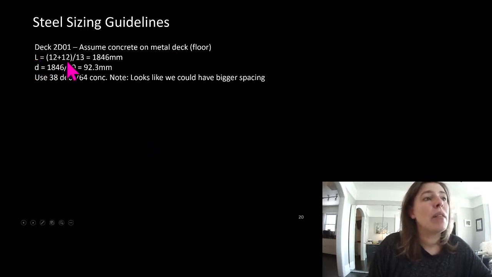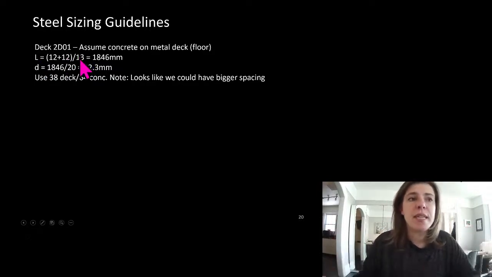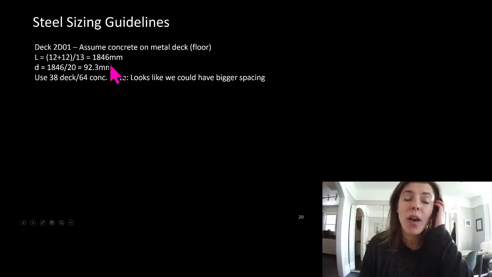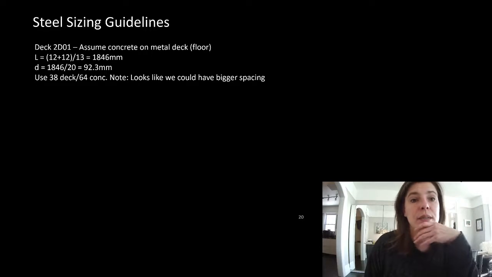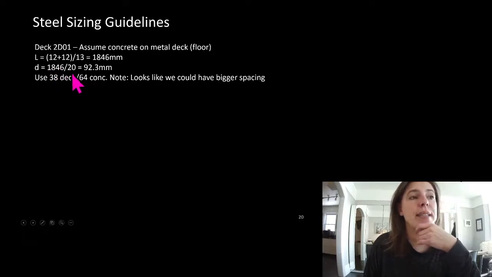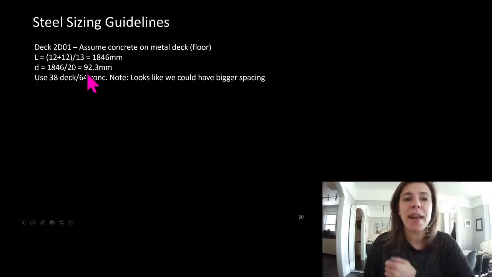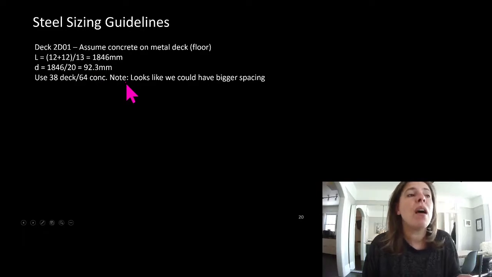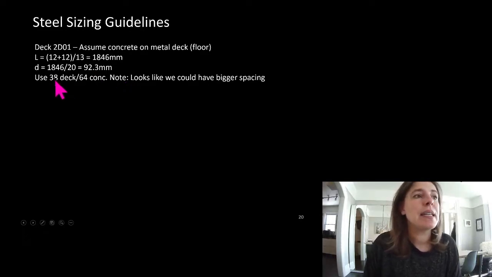Well, we know that our length was 24 meters and there was 13 spaces, and we just plugged it in that we had 1.846 meters, or that it spanned 1.846 meters. Sizing guideline for deck is your length divided by 20, or our 1,846 divided by 20 gives us 92.3 millimeters. Again, that's not the answer. We know that normal is 38 deck divided by 64 concrete.